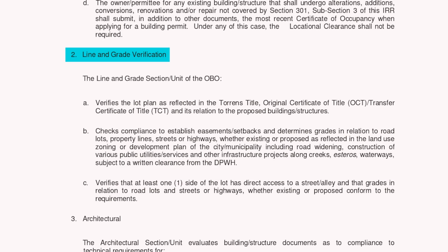Next, the documents are routed to the line and grade section. Dito na i-check yung lot plan, ikukumpara nila sa titulo, i-check yung compliance mo raw with easement requirements, setback requirements, may road widening ba, and anong effects sa project, verification of access to the street, na dapat meron kang daan papunta sa kalsada.